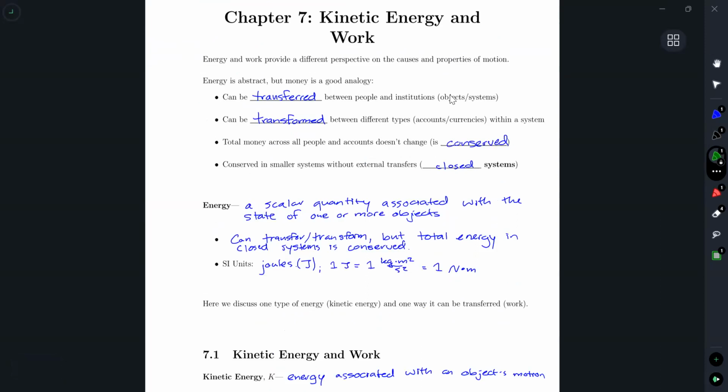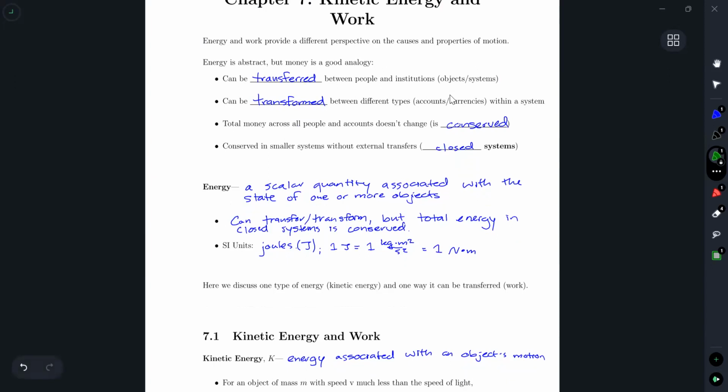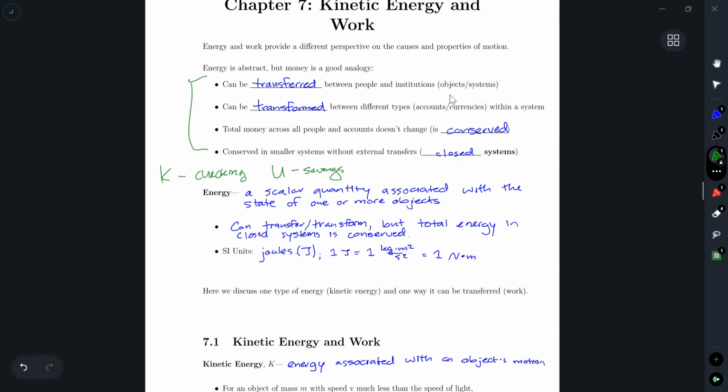So kinetic energy and work. To make sense of the equations, that may be the place to look back at this money analogy. Like we said, kinetic is like your checking. It's the most mobile money, most liquid asset. And then potential is like your savings. It's stored up money to be used later, could be transferred to your checking for use.